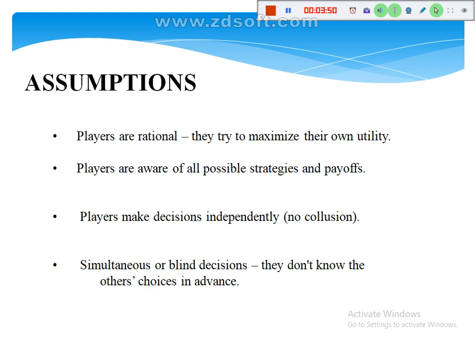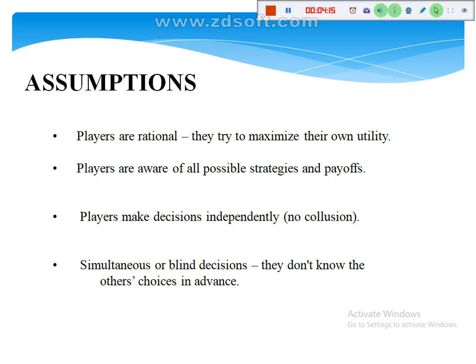Next, assumptions. There are some assumptions for strategic games. First one is that players are rational. Rational players means they try to maximize their own utility. Utility means payoff. So a rational player always chooses the best strategies for themselves. So the first assumption is players are rational. They try to maximize their own payoff.